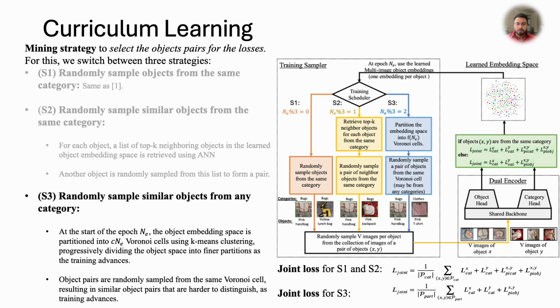Lastly, we randomly sample similar objects from any category by first partitioning the learned embedding space into Voronoi cells and randomly sampling object pairs from the same Voronoi cell. As training progresses, we split the embedding space into finer partitions, thereby sampling harder objects from any category. For S3, in the joint loss, we remove LPiCat that clusters images from the same category, as in this case, the object pairs can be from any category.